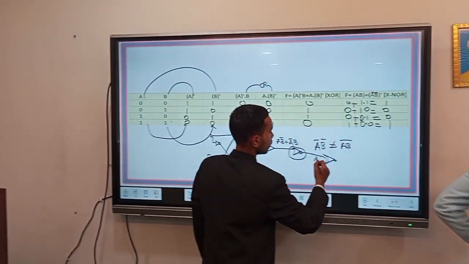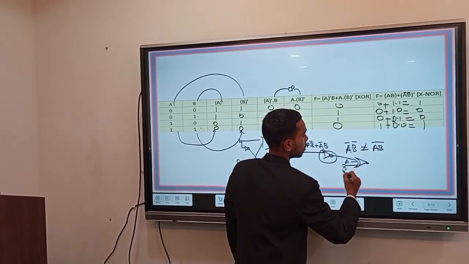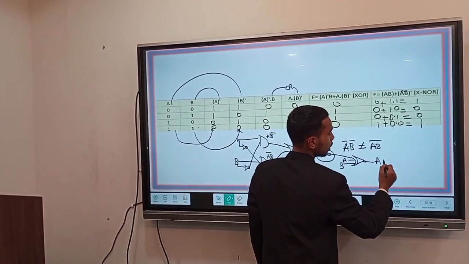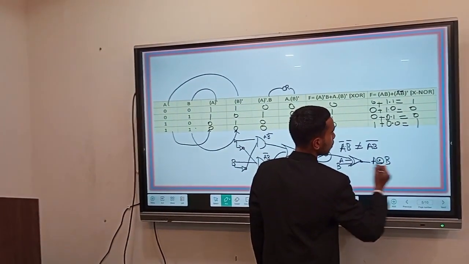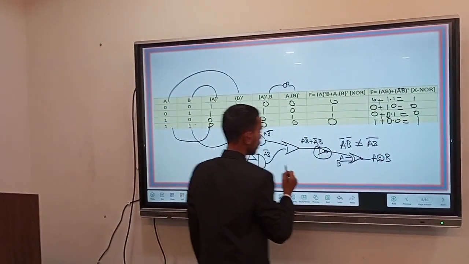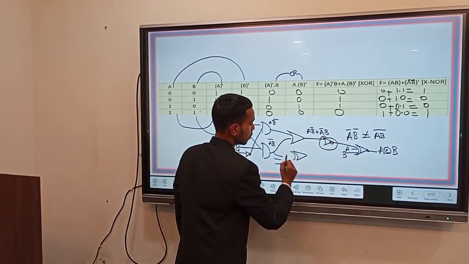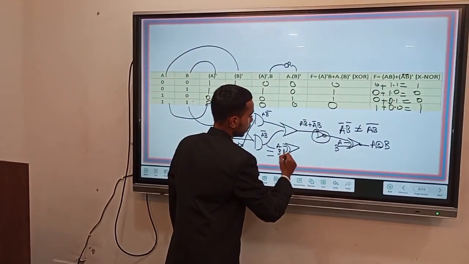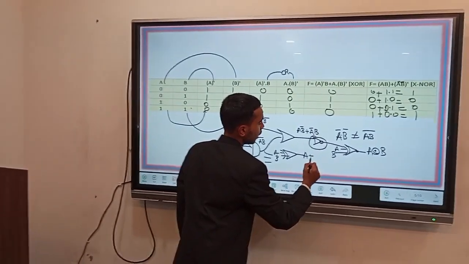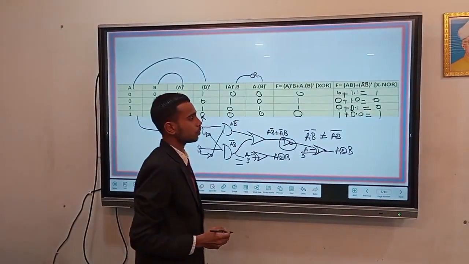and the XNOR gate will be denoted like this, A and B, and the XNOR is denoted by this, while the XOR is further simplified and shown to you like this, A and B. It will give us A XOR B. Okay.